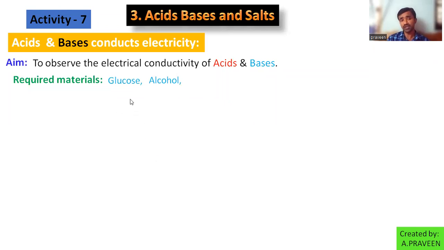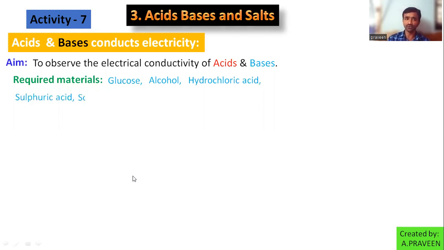Like acids, glucose and alcohol also contain hydrogen in them, but they are not able to produce ions in water, right? So a question may be asked to write an activity: glucose and alcohol contain hydrogen in their composition, but do not behave as acids. What could be the reason? Explain. So this only, right? Same activity you are following.